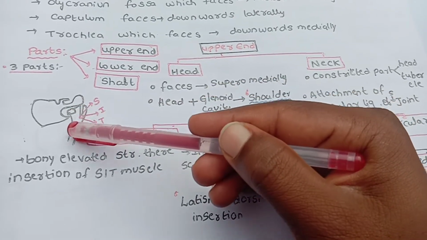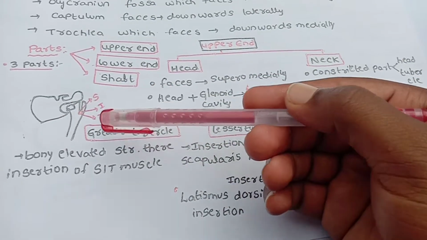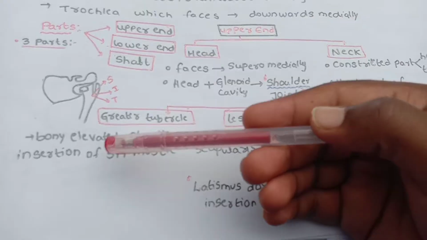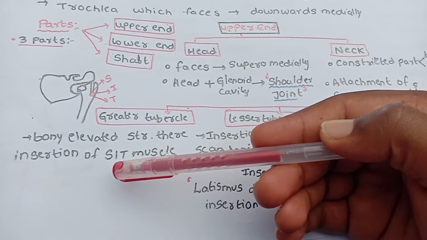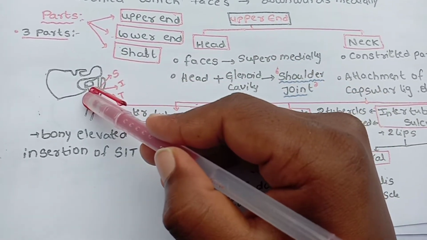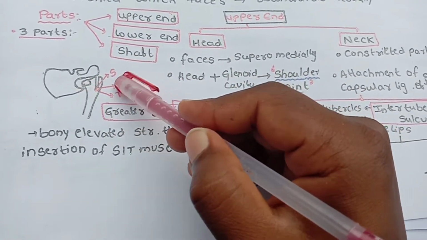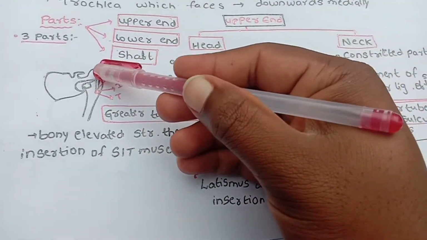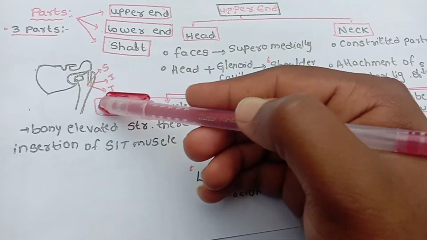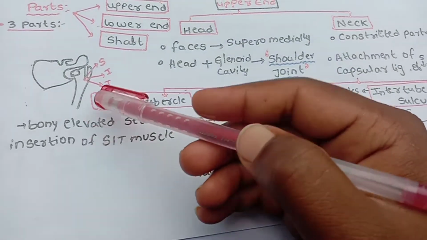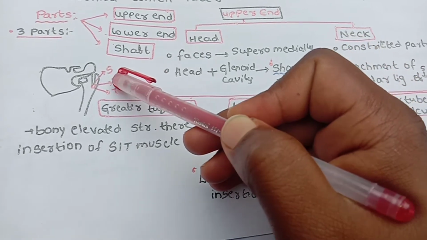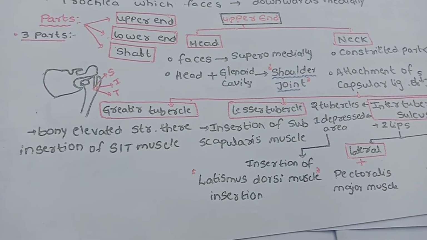It is a bony elevated structure, and there is an insertion of the SIT muscles. S means supraspinatus, I means infraspinatus, and T means teres minor. So there is an insertion of these three muscles at the greater tubercle: supraspinatus, infraspinatus, and teres minor.